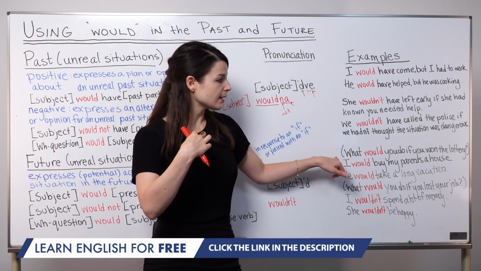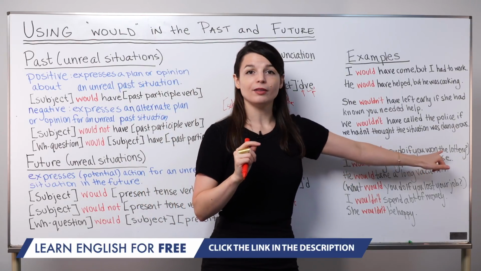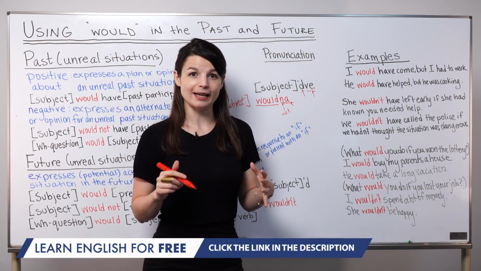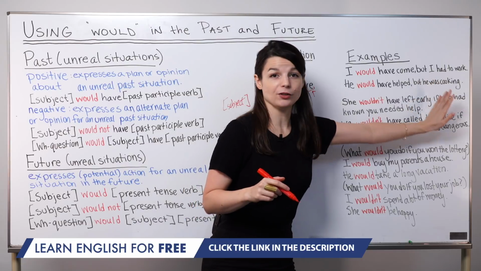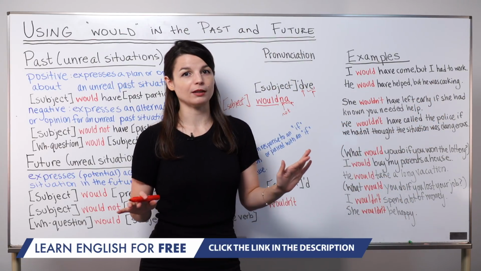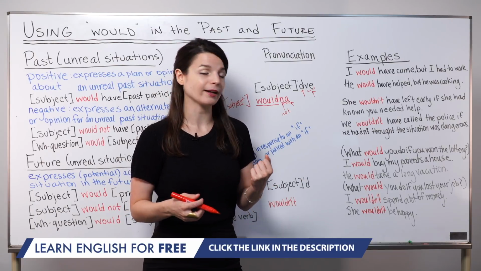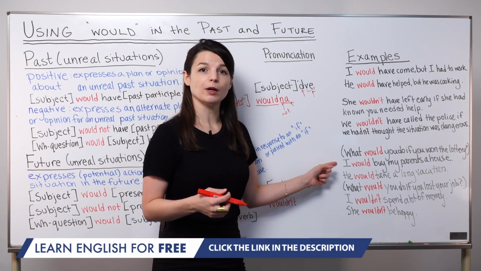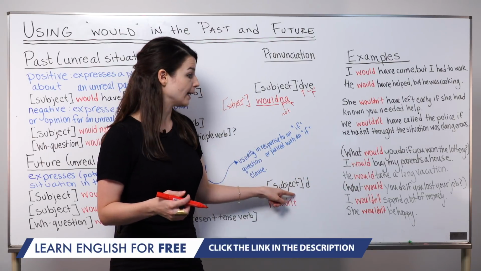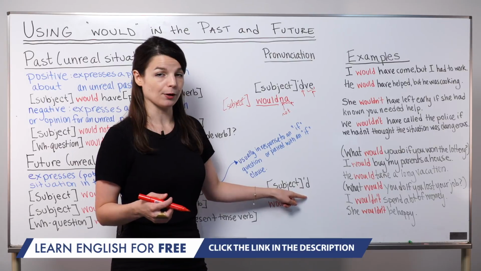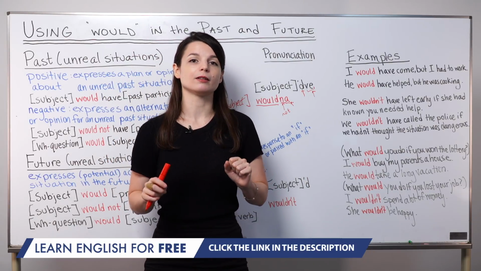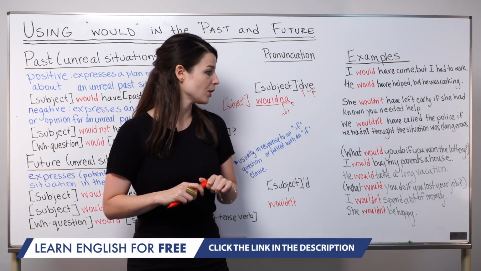So you'll notice here, I'm not saying if I won the lottery, I would buy my parents a house. It's okay to say that, but it's also okay to drop it. When we understand the question, we don't have to repeat the question. You can if you want to practice, but a native speaker would respond like this, and a native speaker would probably reduce this to I'd. I'd buy my parents a house. So I'd shows it's a future unreal decision, a future unreal situation.